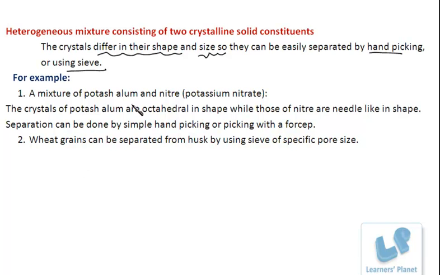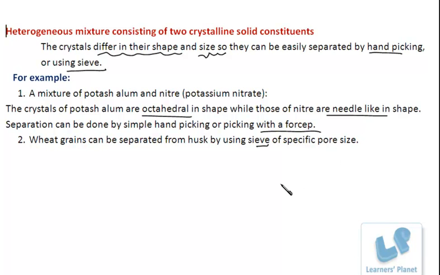For example, a mixture of potash alum and niter. Crystals of potash alum are octahedral in shape, while those of niter, that is potassium nitrate, are needle-like in shape. Separation is very simple, by hand picking, or we can use forceps also. If the constituents of a mixture differ in their shapes and sizes, they can be separated by just hand picking. If the size is very small, they can be separated by a sieve of specific size. So wheat grains can be separated from husk by using a sieve of specific size.